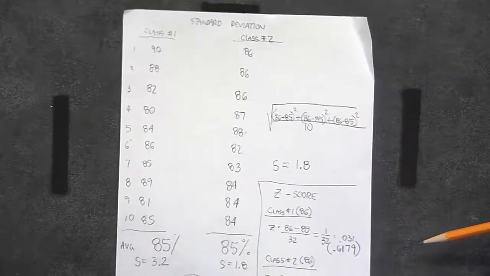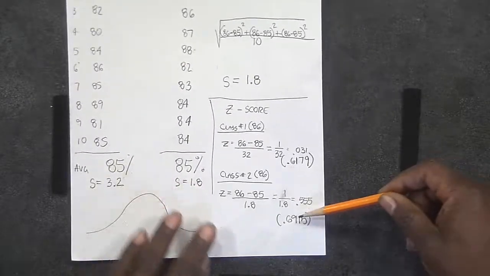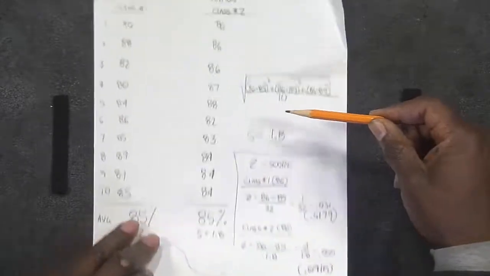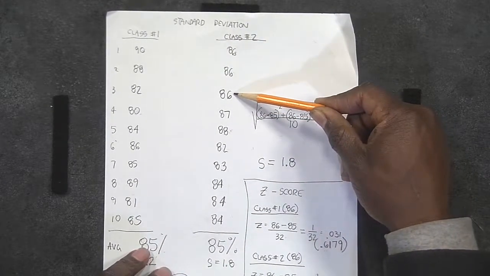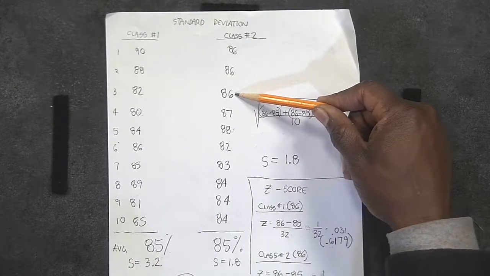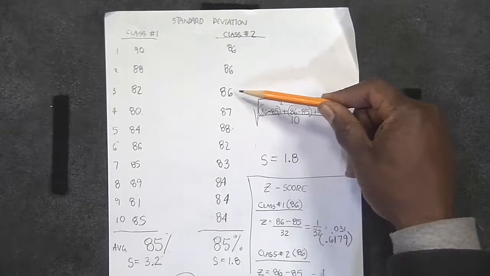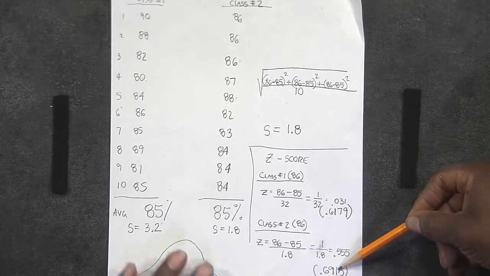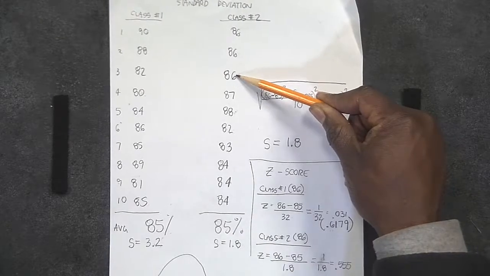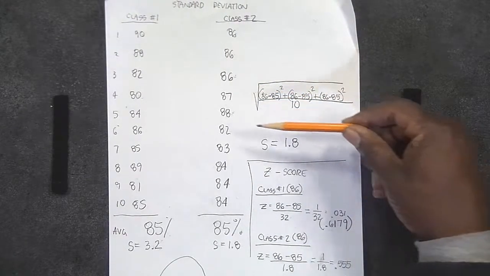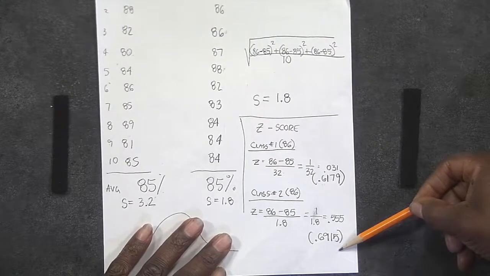We only have 1 minute left. But the person who scored an 86 in the second class, their Z-score was 0.6915. They scored better than 69% of the class. Their 86 was a little bit more impressive. The person who scored 86 over here had a more impressive score because their Z-score was a little bit higher. They scored better than a larger number of students. So that's all we have time for.